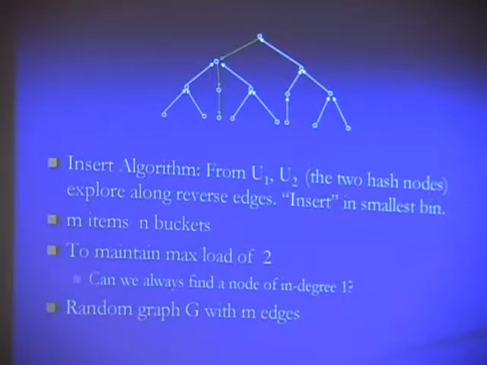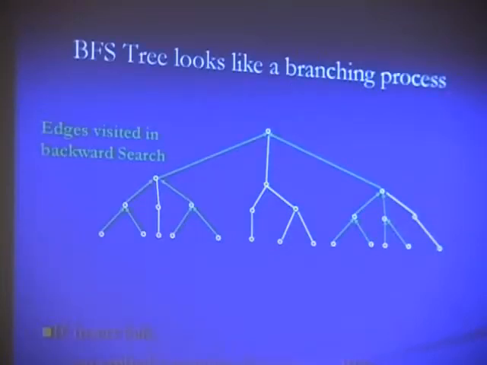Now, let's see how many items can you pack? How many items can you keep putting so that the maximum load is still 2? So to analyze that, observe the graph and ignore the directions for a moment. Now the graph is a random graph because every ball is picking 2 bins at random. So every edge is placed randomly. So the graph is a random graph. And let's try to see when can an insert operation fail. That means under what circumstances will you fail to find a bin with load at most 1.